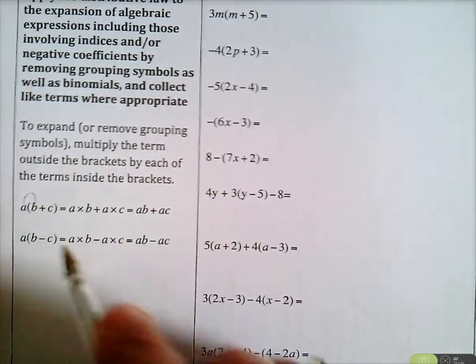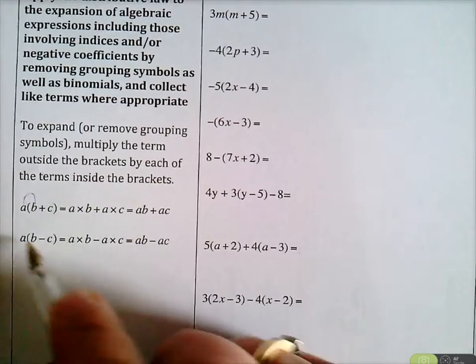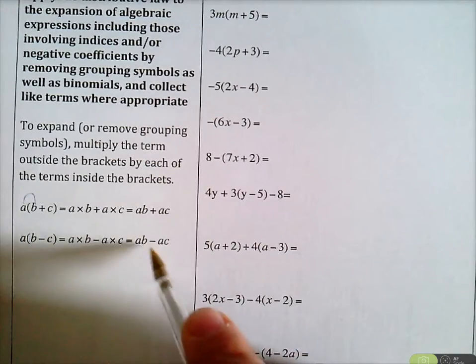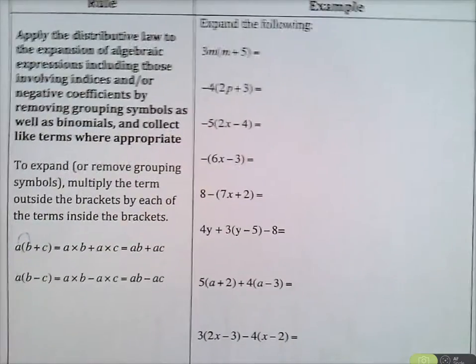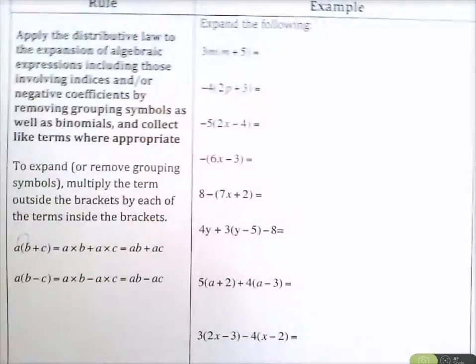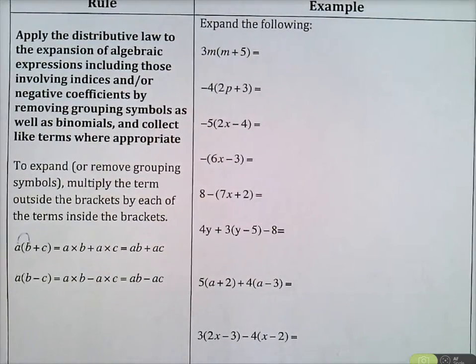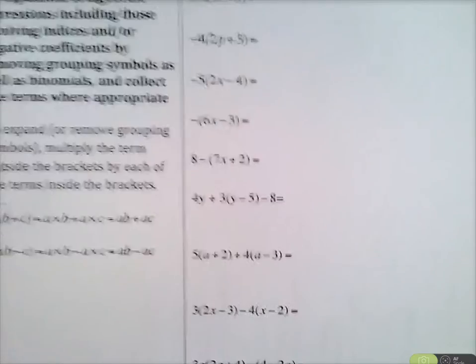I don't tend to do it like that. I just do A times B and then the A times C. But because there's a negative there, we've got a negative here. But you'll see what I mean when I do it. I don't want you writing it out and taking 3 lines to do something that you can do very, very quickly. So let's look at the first few examples.